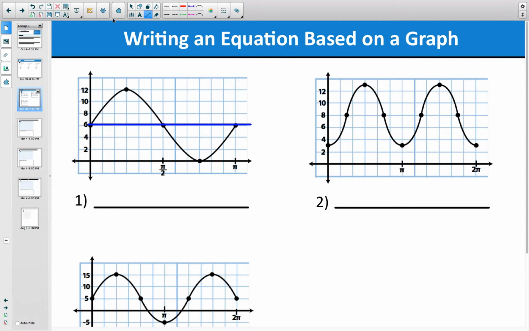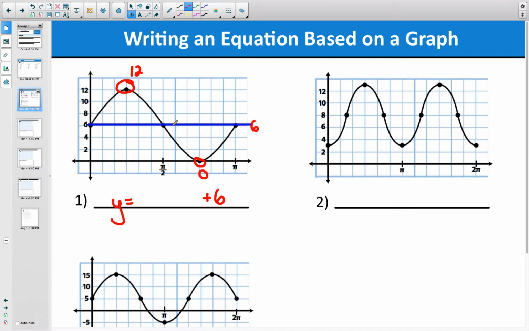If you can't tell what the midline is by just looking at it, what you can do is see the highest point, which is 12, see the lowest point, which is 0, and just average it. So our midline here is 6, so we know at the very end of our equation we will have a plus 6.